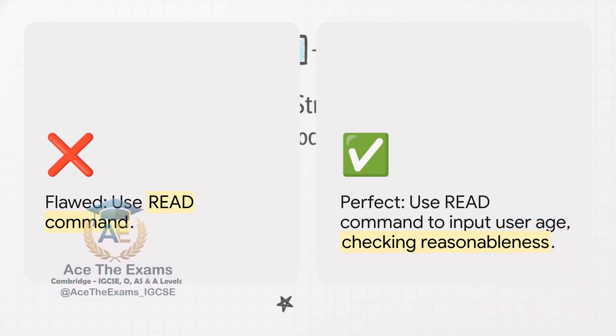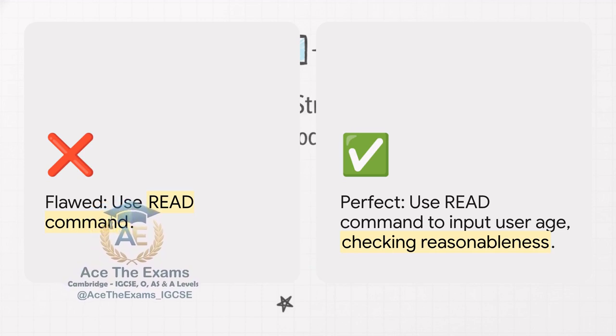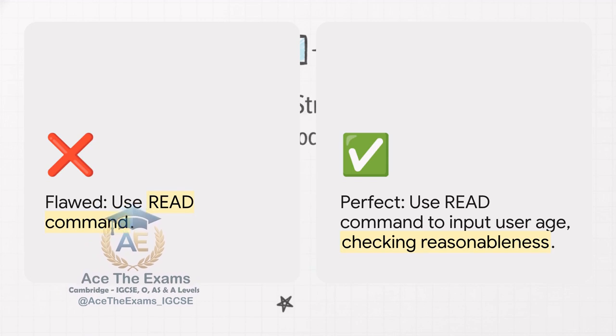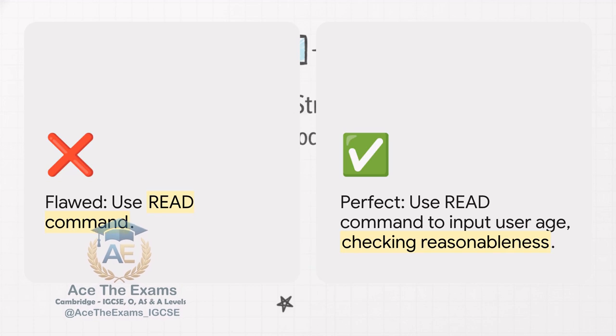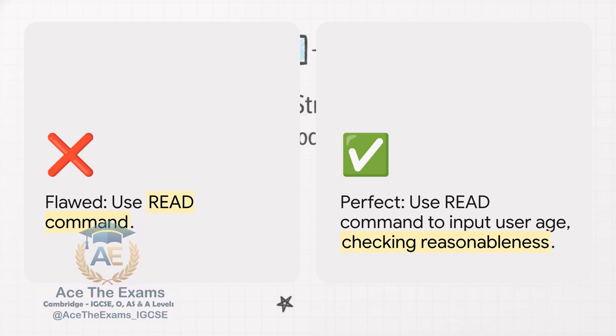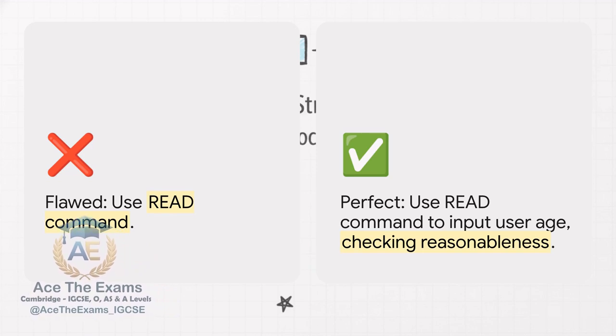Now look at the perfect answer on the other side. Use read command to input user age, checking reasonableness. This is exactly what the examiner commentary is begging for. It shows specific context. We aren't just blindly reading data, we are specifically reading the user age. And crucially, it adds the systematic solving element, checking reasonableness.